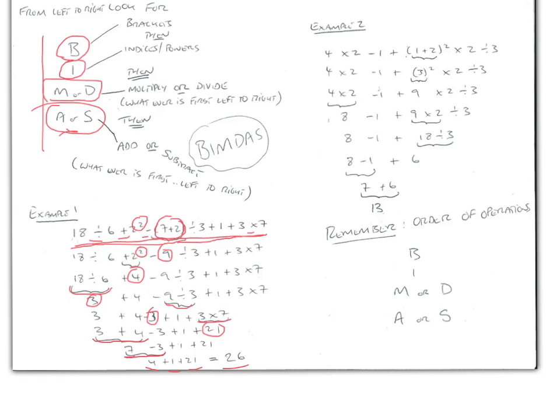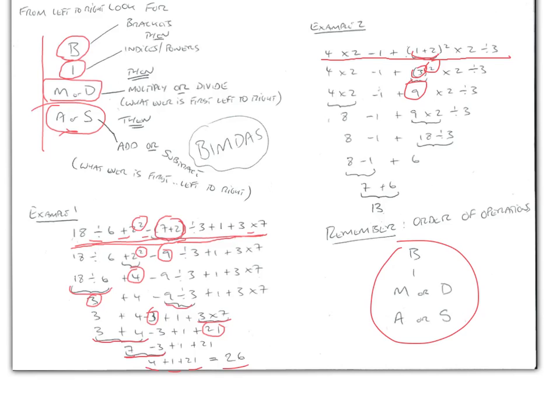Second example, 4 times 2 minus 1 plus, all in brackets, 1 plus 2, and all of that squared times 2 divided by 3. How do we solve this, following the BIMDAS order of operations? Well, we'll look for what's in brackets. 1 plus 2 is 3. Then we'll look for anything that's squared, and actually that's squared, so that becomes 9.